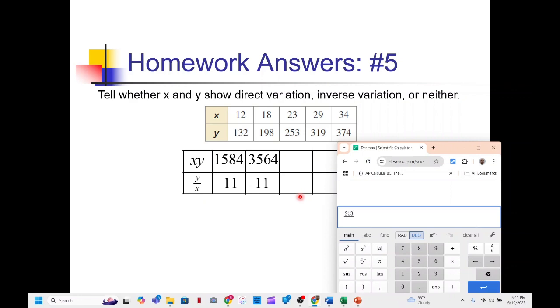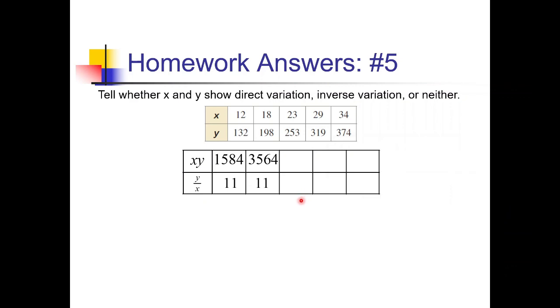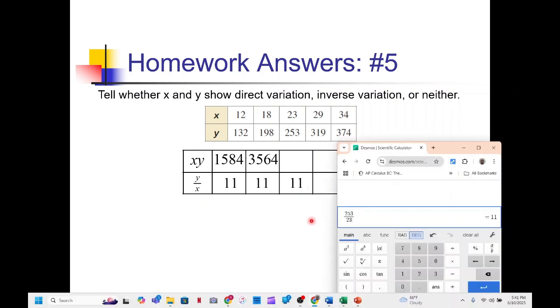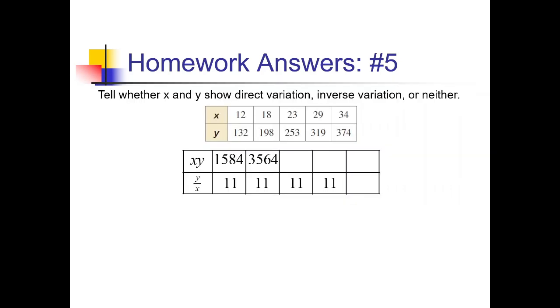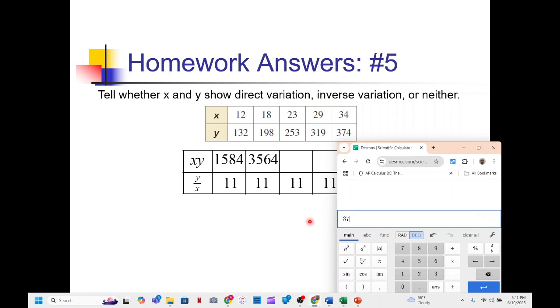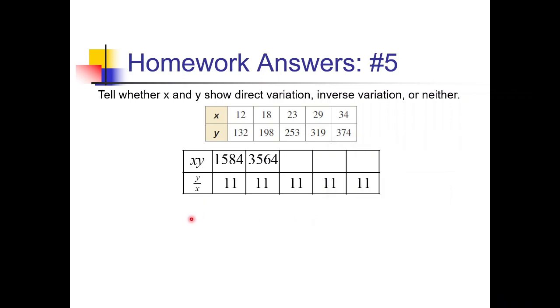253 divided by 23, also 11. And I'm feeling pretty good about this, but let's just do the rest. 319 over 29 is 11. And also 374 divided by 34, also 11. Since we have a common ratio, but not a common product, that means that we have direct variation.